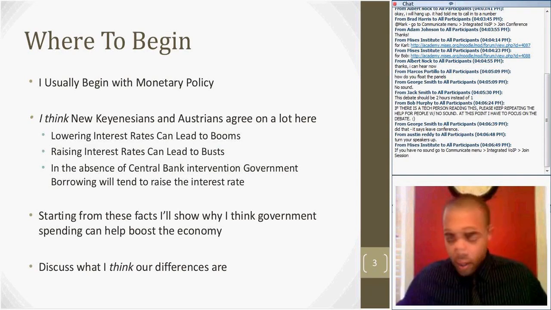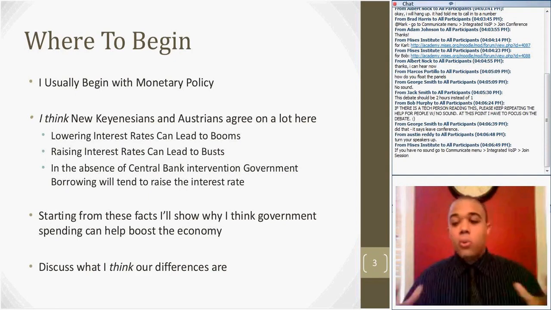One of the things I think we agree on is that lowering interest rates can lead to booms, so that lowering the federal funds rate, lowering the prevailing interest rates in the economy, can increase at least measured economic growth in the current period. I think we'd also agree that raising interest rates can lead to a bust, or would I say that raising interest rates can lead to declining economic growth in the current period? And lastly, and I think this is a crux of making my point work, is that in the absence of any intervention by the central bank, which is, of course, the Federal Reserve in the United States, if the government borrows more money, that's going to tend to make interest rates rise.